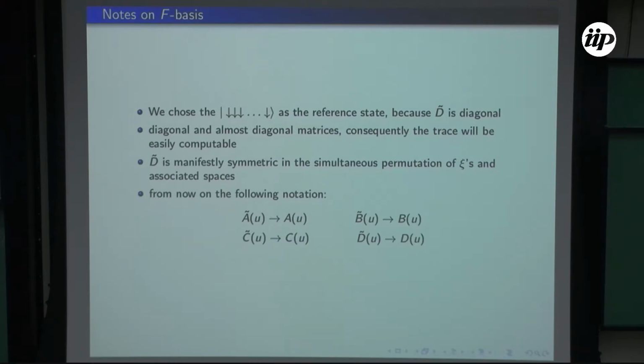Also some notation, I'm going to leave out tildes because who needs them? And also, if you remember at the very beginning, I said that the all spin down should be my reference state, because I want to rotate a few spins, and then typically I'm going to have a large number of D operators, which is diagonal. So that's why I chose the other vacuum. But this is also just a bit of a computational detail.